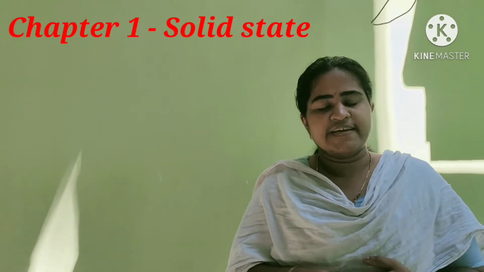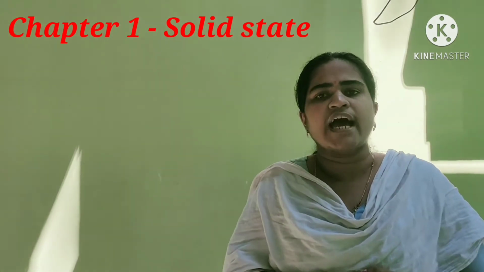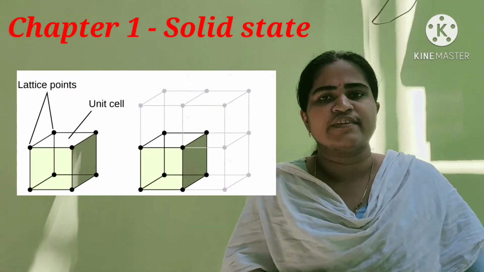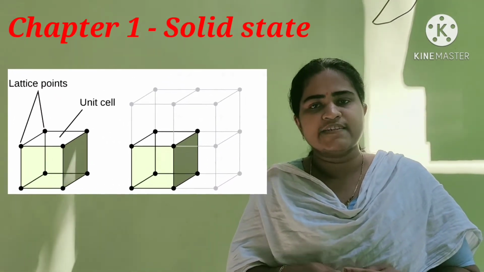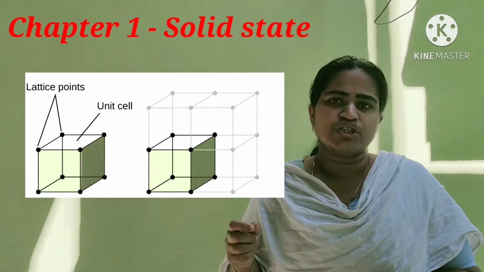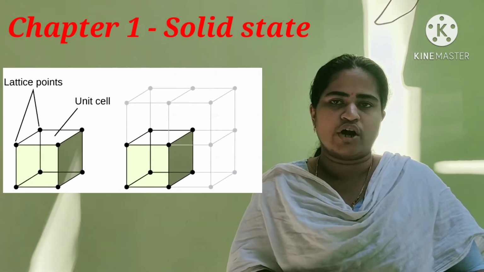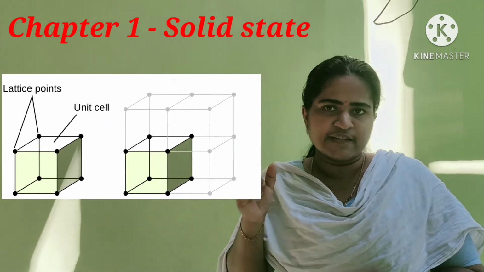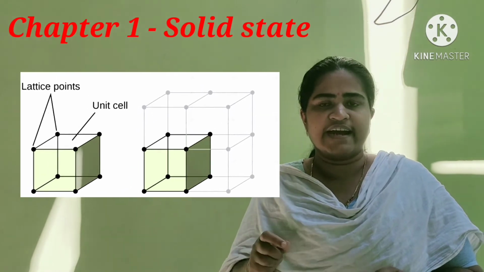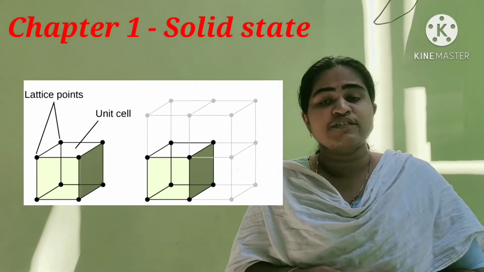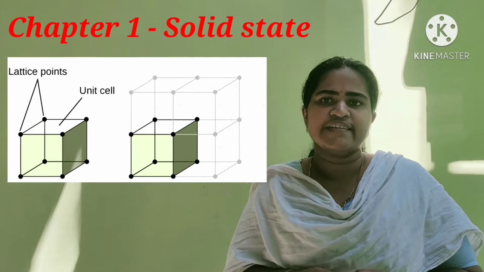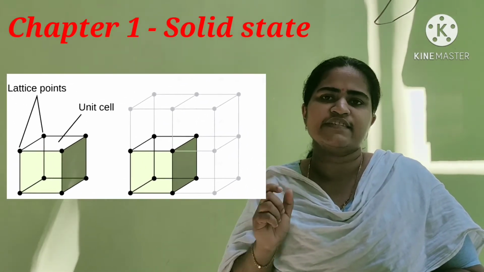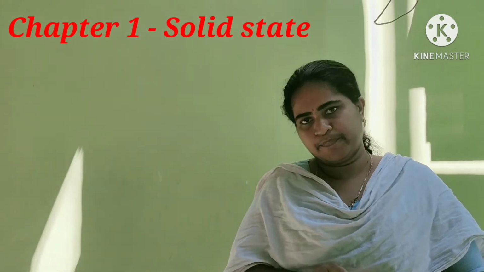Then we are discussing the structure, the three-dimensional arrangement of the solid. The three-dimensional arrangement of the solid is known as crystal lattice or space lattice, and the position occupied by the constituent particle is known as lattice point. For convenience, the smallest part of the solid is considered as a cube, and that is known as the unit cell. What is a unit cell? The smallest three-dimensional repeating unit of a solid is known as the unit cell.